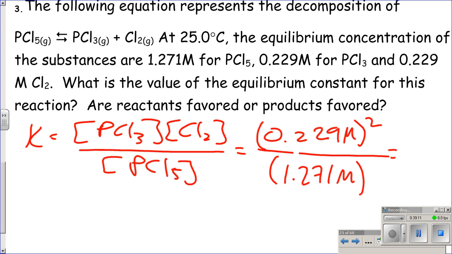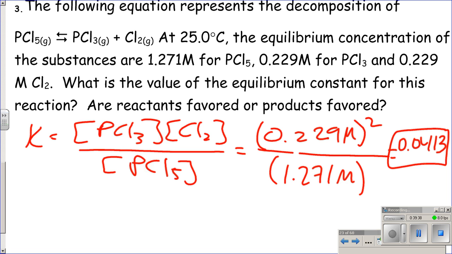Who has the answer for me for K? Levi, what is it? 0.041. Give me one more. 3.0143. No units, okay? K has no units. Yay! So you just simply are putting products over reactants with their exponents, the coefficients as exponents.